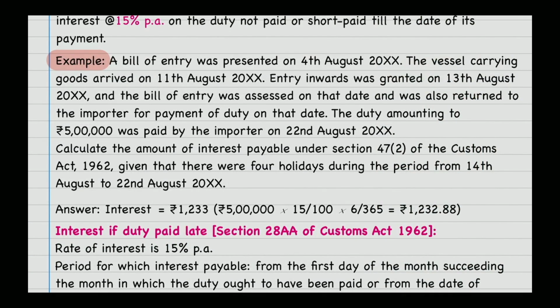A bill of entry was presented on 4th August. The vessel carrying the goods arrived on 11th August. Entry inwards was granted on 13th August, and the bill of entry was assessed on that date and was also returned to the importer for payment of duty on that day. The duty amounting to 5 lakh rupees was paid by the importer on 22nd August. Calculate the amount of interest payable under section 47, subsection 2 of the Customs Act 1962, given that there were 4 holidays during the period from 14th August to 22nd August.